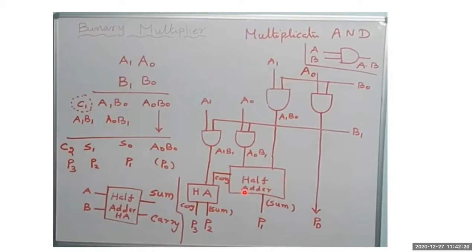Whenever I use the half adder as a circuit to add these two inputs, I'll get one sum. Let the sum equal P1, and it will produce a carry. That carry becomes an input to the second addition. That second addition can be done with the help of a half adder. It produces some sum and carry, and those are P2 and P3. So this is a simple, normal binary multiplication.